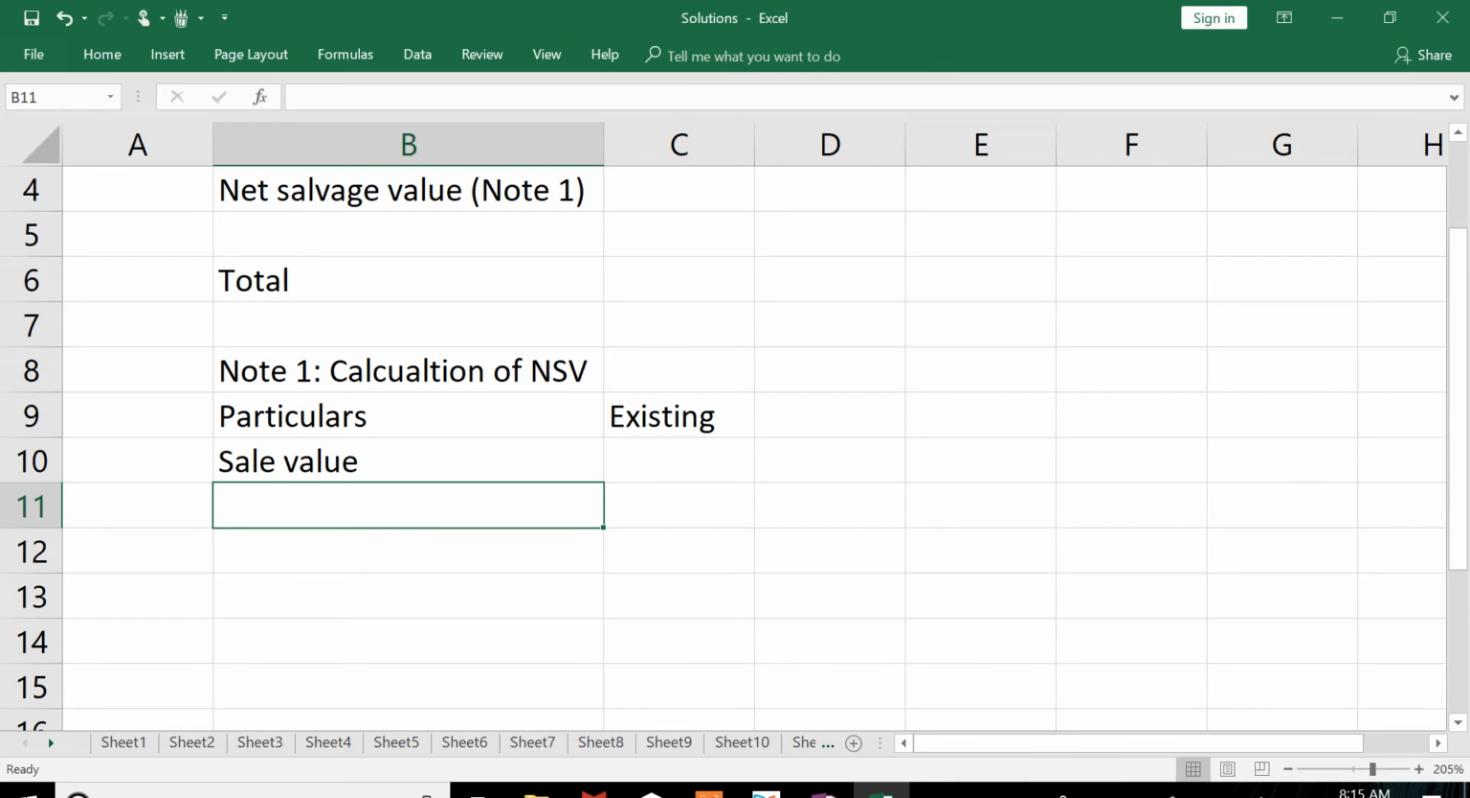How much is the sale value? 40,000, less book value. You're clear on the adjustment of book value? It's 50,000 rupees bought 3 years ago. First year 10,000 gone, another 10,000 gone, another 10,000 gone, and now we have a book value of 20,000.